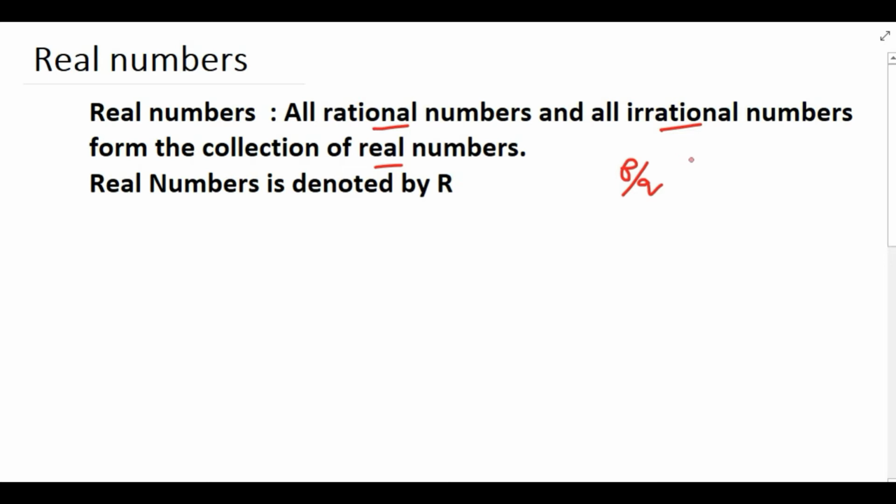We have seen so many examples also, root 2, root 3, all these are examples for irrational numbers. Pi is also an example for an irrational number. Again we have seen 1.010010001, and this type of numbers are also called irrational numbers. So together rational numbers and irrational numbers form the collection of real numbers, and real numbers is denoted by capital letter R.